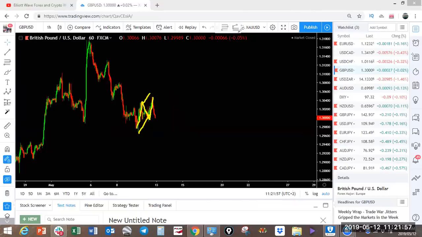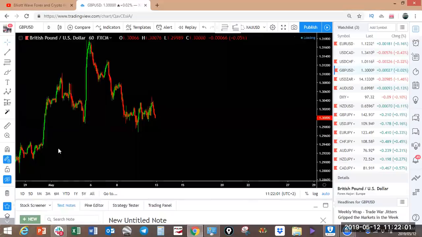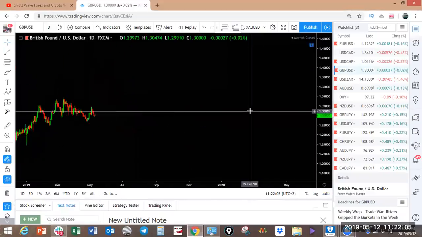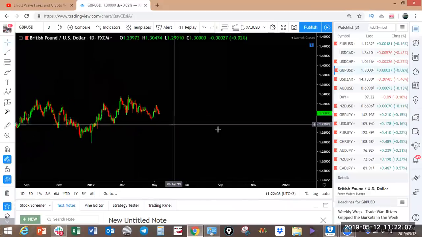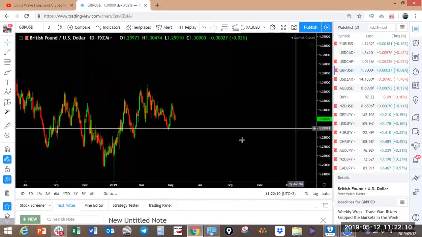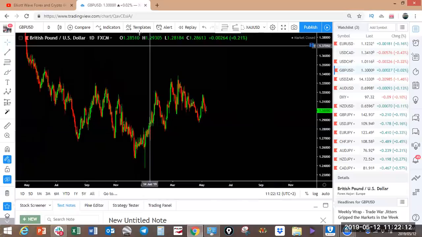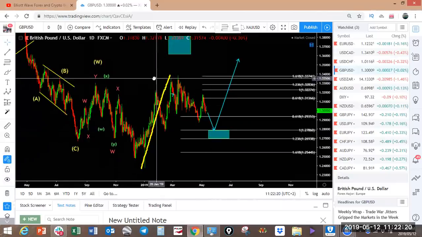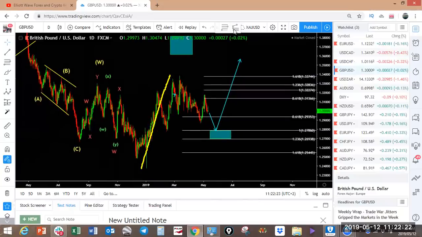Okay, so that's what the pound pairs look like. Let's go back to the daily. On the daily, there's another alternative here, especially on this one, which is convincing for downside. This looks like a move to the upside. There are two things here. Let me see if I've put it on here. Okay, I didn't put it on.